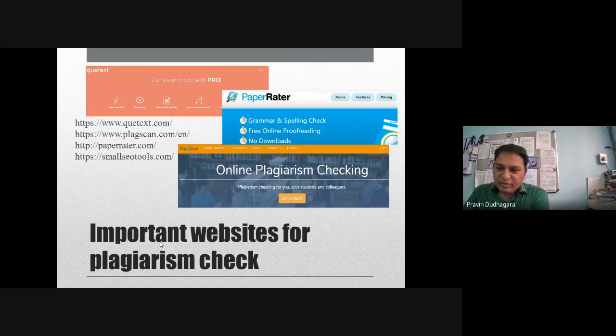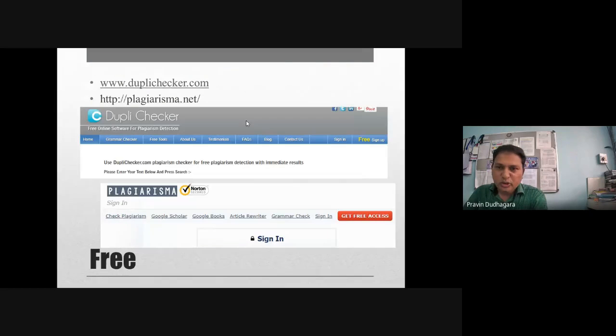Then important websites for the plagiarism check: Preparator is available, PlagScan is available. Online plagiarism checking is generally available. These are not free, but for a certain particular amount, like 10 pages or 5,000 words, they offer free checking. Duplichecker is, I think, free of cost. You can upload your document, project, or paper.